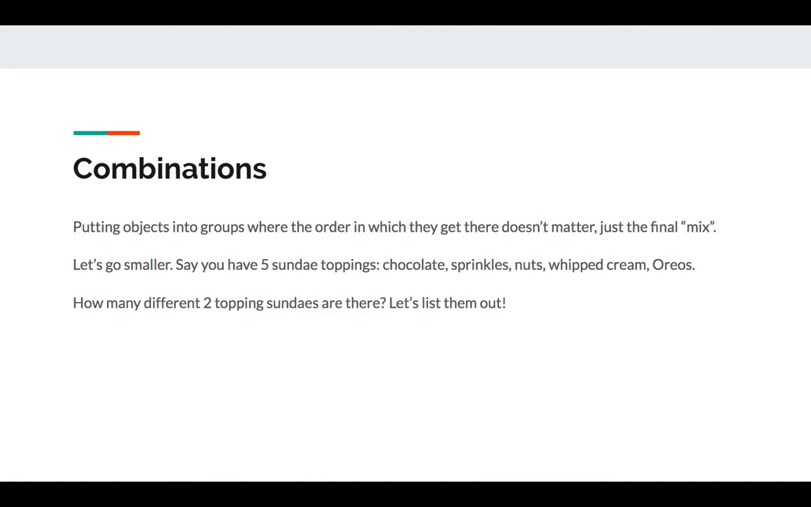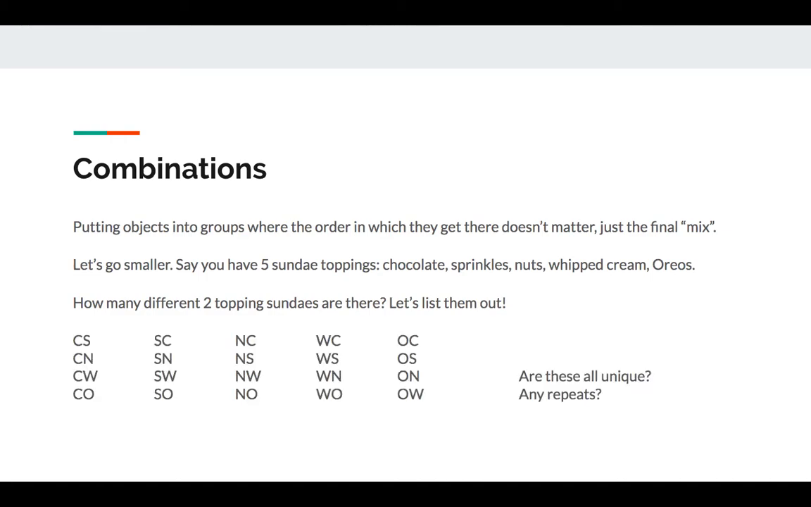Because this is such a small problem, we can actually list them out. I'm going to use abbreviated first letters for this. So I could have my first column, I'm going to be very systematic. Chocolate with sprinkles, chocolate with nuts, chocolate with whipped cream, chocolate with Oreos. Then I go to the second thing, sprinkles, and I match it with each of the other, and then nuts with everybody, and then whipped cream with everybody, and then Oreos with everybody.